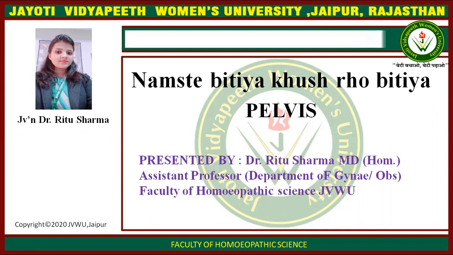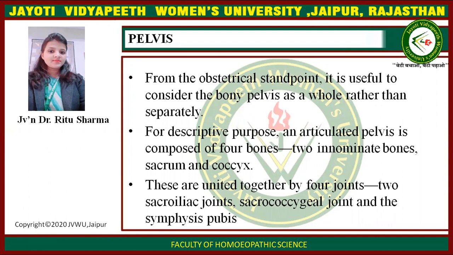Today's session is on the pelvis. Pelvis: from the obstetrical standpoint, it is useful to consider the pelvis as a whole rather than separately. For descriptive purposes, an articulated pelvis is composed of four bones: two innominate bones, the sacrum, and the coccyx. These are united together by four joints: two sacroiliac joints, the sacrococcygeal joint, and the symphysis pubis. There are four joints of the pelvis.